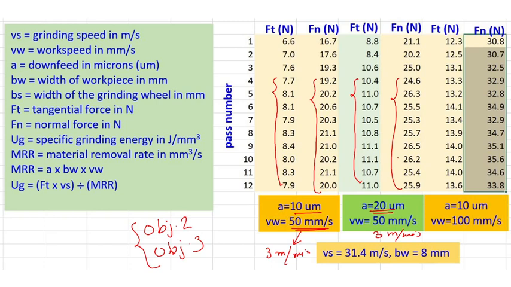Now let us have a look at 10 micron and 100 millimeter per minute. That means 6 meter per minute. Here the material removal rate is increasing. As the material removal rate is almost double, it is expected that the forces will also grow. So this is 8. Material removal rate is double, but this is not 16. This is 14.2. This is 20. This is not 40. This is 35.6.